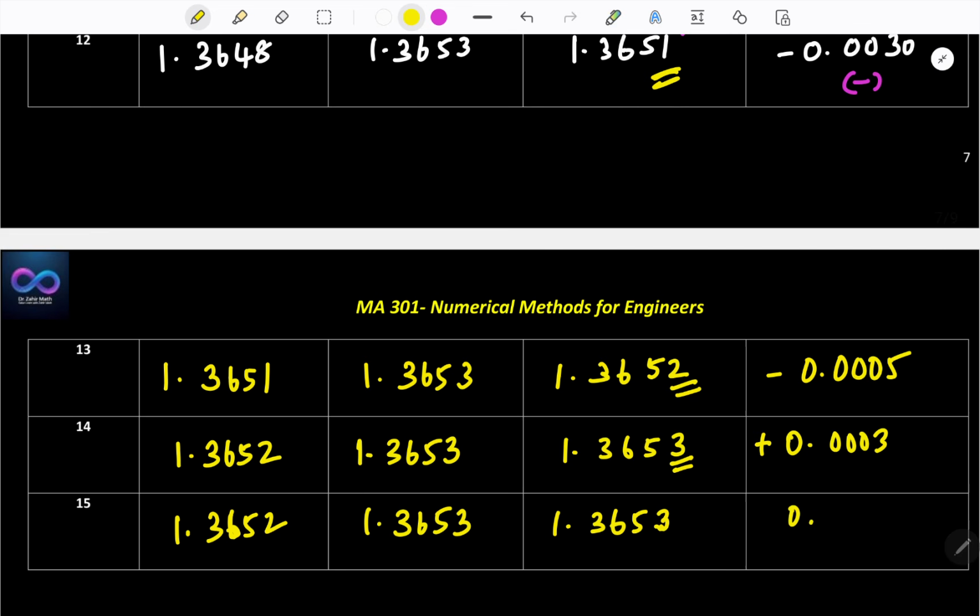So again, press equal. 0.0003, right? So now look at here. Now this is the place you are going to stop it. Okay, you are going to stop it here.